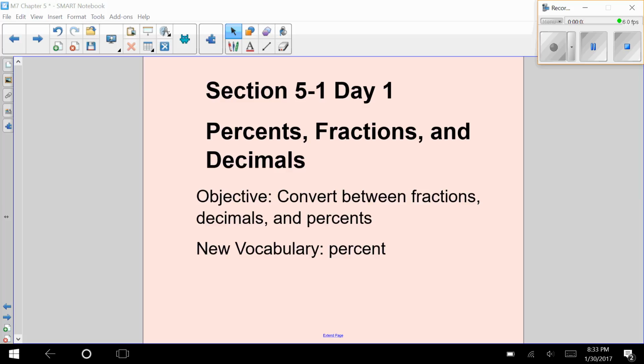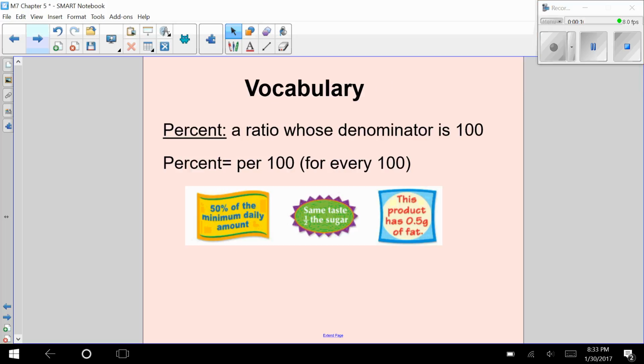This is section 5.1, day 1, percents, fractions, and decimals. Our objective today is to convert between fractions, decimals, and percents. Let's start with our new vocabulary.